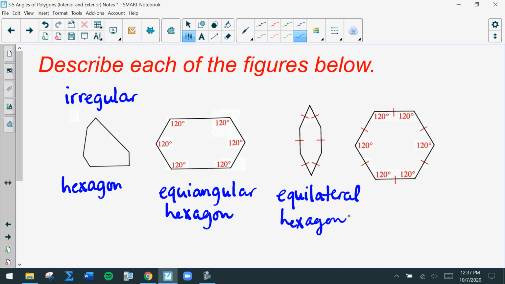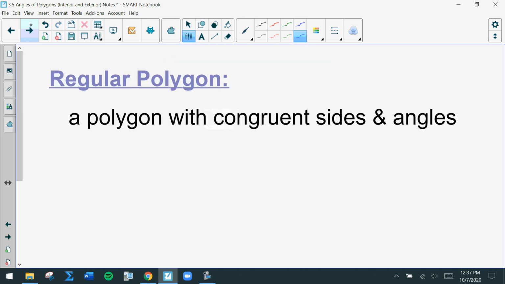And then finally, for this last picture, notice how both the sides and the angles are all congruent. Okay, all the sides are congruent to each other, and all the angles are congruent to each other. So this is what we call a regular hexagon. Okay, where all the sides are congruent and all the angles are congruent, a regular hexagon. So a regular polygon in general is a polygon with congruent sides and angles. So it is an equilateral and equiangular figure.